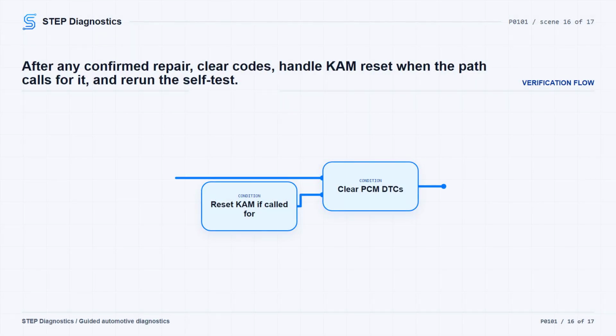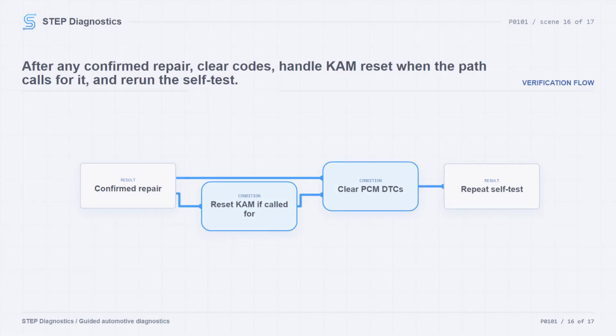Keep verification separate from testing. After any repair in this P0101 path, clear the PCM DTCs and repeat the self-test. If the path called for a Keep Alive memory reset, do that before the self-test.